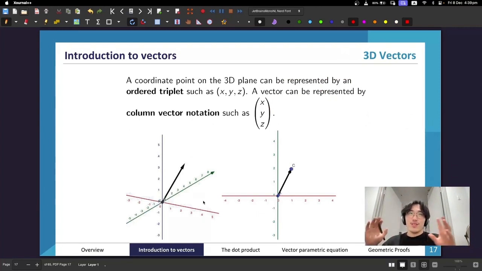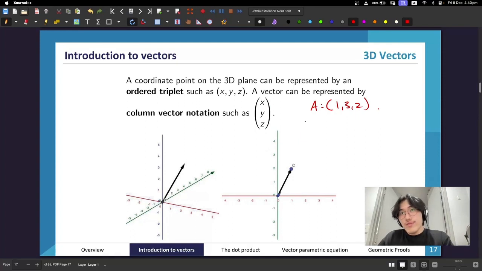All right, 3D vectors. How can we represent them? Again, convention, notation. Super important stuff. A coordinate point on the 3D plane can be represented by an ordered triplet such as x, y, z. So a point in itself, let's say A, would be represented as (1, 3, 2). A vector can be represented by column vector notation such as x, y, z. So the position vector, which I'm sure you learned in extension 1, here would be represented as the column vector 1, 3, 2. So these two are two different things, so you need to make sure you have a way to differentiate them.